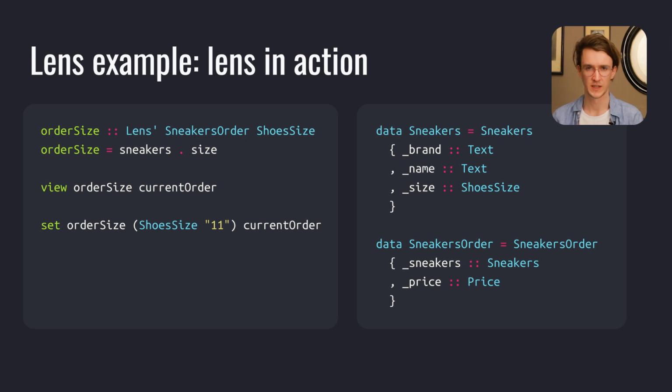view orderSize currentOrder is a function to get the size of the shoe from the order, and set orderSize shoeSize 11 currentOrder to update the size of the shoe in the order.